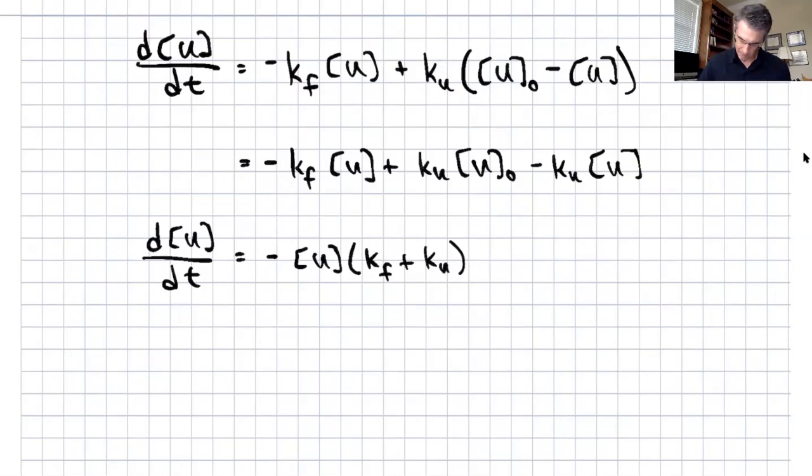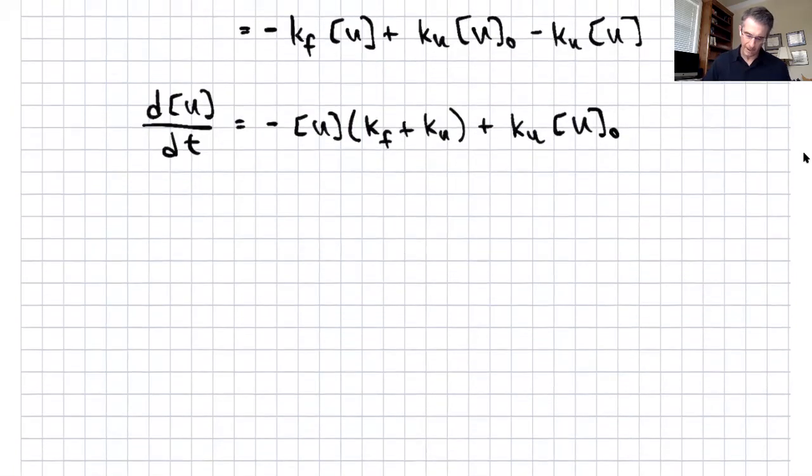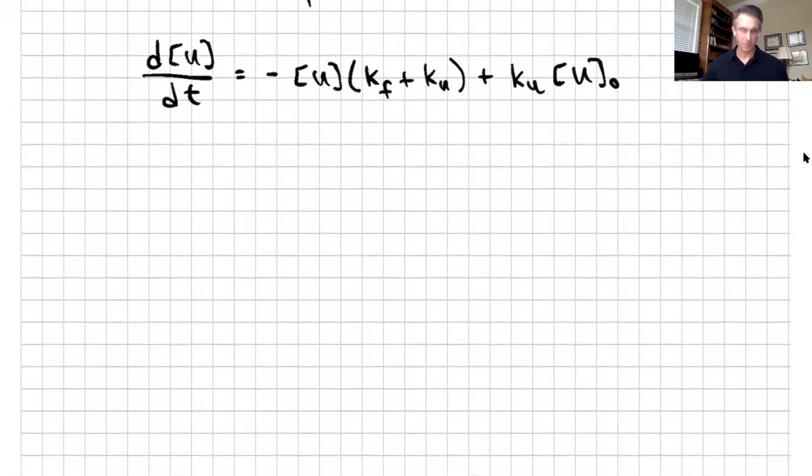Plus Ku times the concentration of U0, right? Pretty easy, not so bad. All right, so we can now begin to group our terms a little bit here.